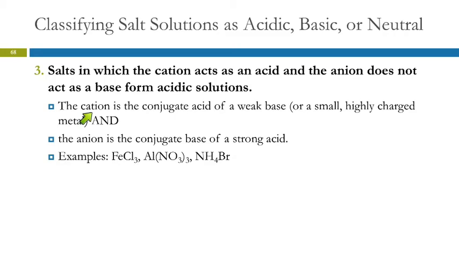So here, the cation is going to be the conjugate acid of a weak base, or it may be a small, highly charged metal. And then the anion is the conjugate base of a strong acid. So FeCl3, here we've got this small, highly charged cation that can get water molecules and then donate hydrogens from those. The chloride, though, is the conjugate base of hydrochloric acid, so it doesn't do anything.